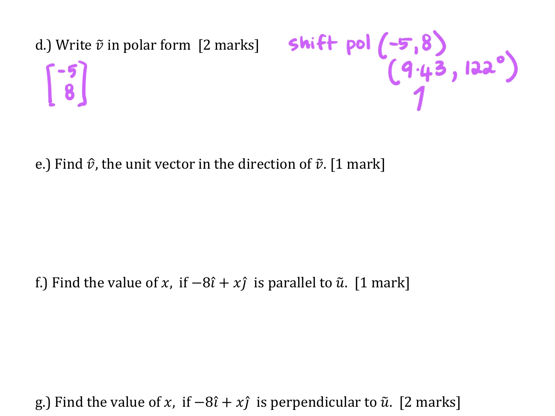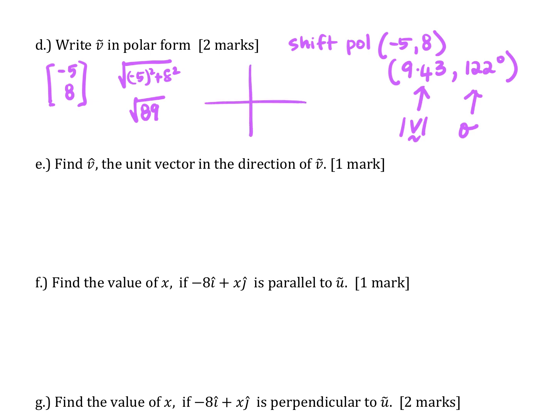Now remember that this one here is the magnitude of vector v, and this one here is its angle. Now if we didn't do it that way, how would we do it? Well, the magnitude of v is going to be the square root of negative 5 squared plus 8 squared. So some of you wrote that magnitude as a square root of 89, and that is fine.